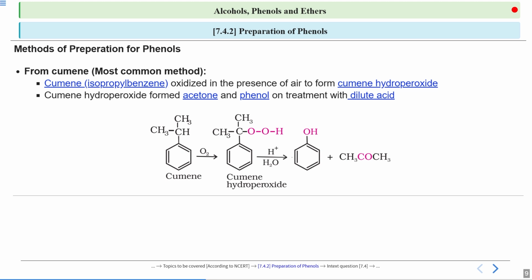So it is a double advantage, right? You are getting the phenol for which you are doing the reaction, and along with that you are getting a byproduct in large quantity, that is acetone. So that's why this process of preparation of phenols from cumene is the most common method for phenol preparation.